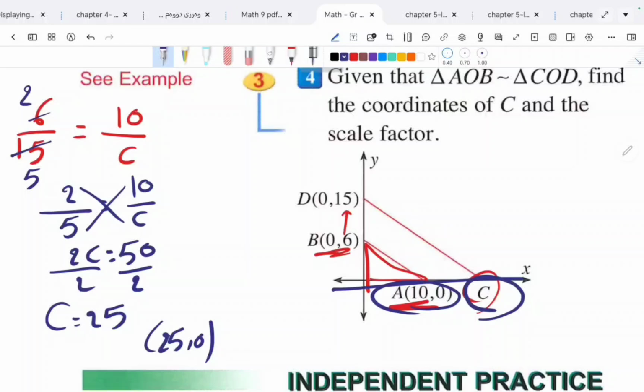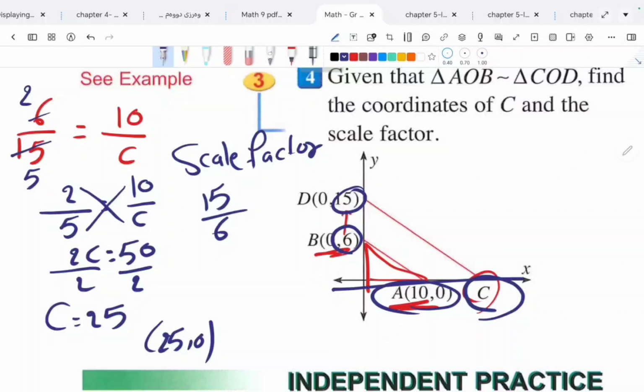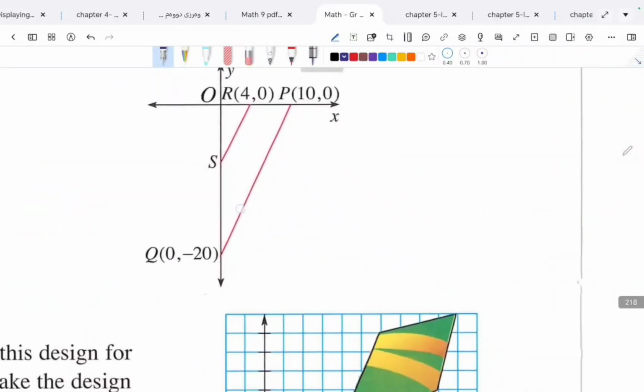How to find the scale factor? For the scale factor, we say the greatest one out of the smallest, 15 out of 6. We simplify, so it will be 5 out of 2. If you want to simplify more, how many 2s in 5? 2, with remainder 1. So 2 and 1 out of 2.